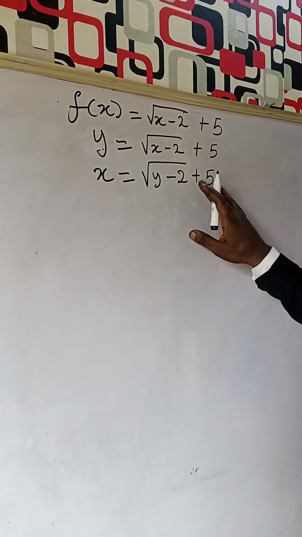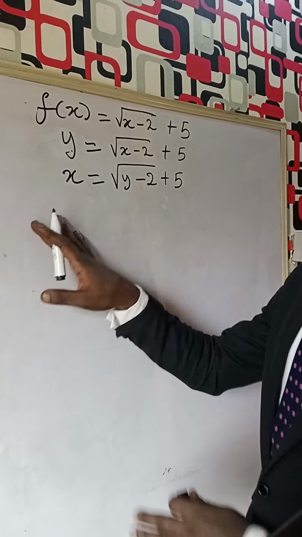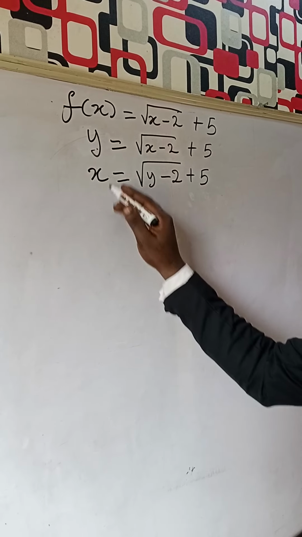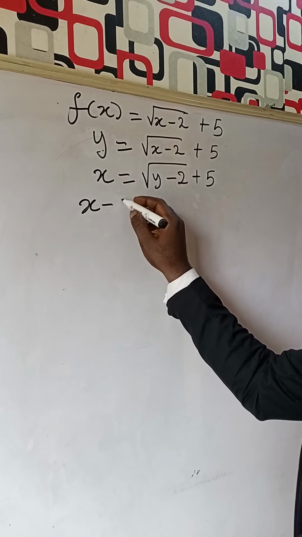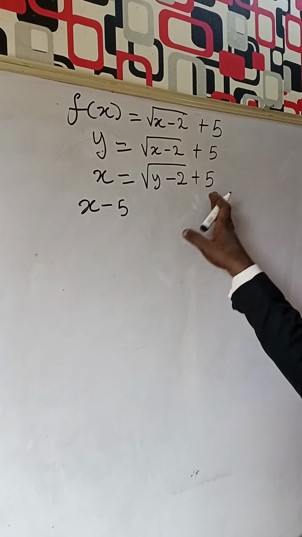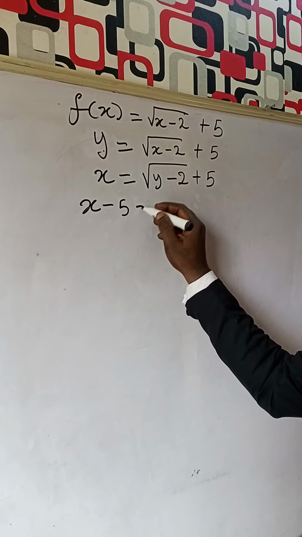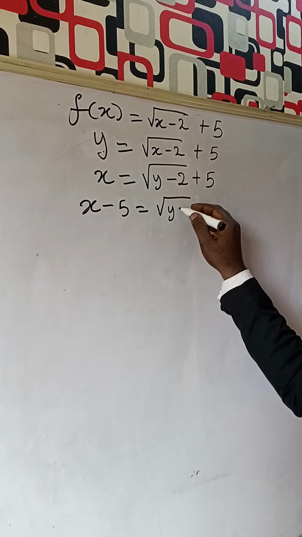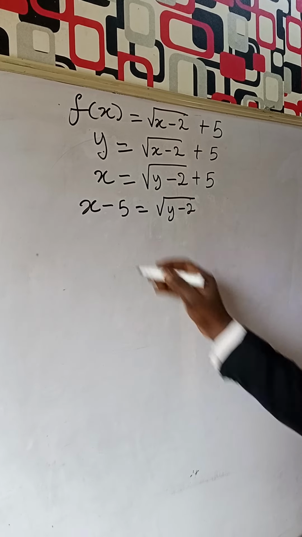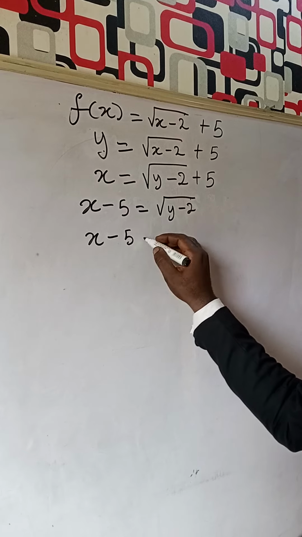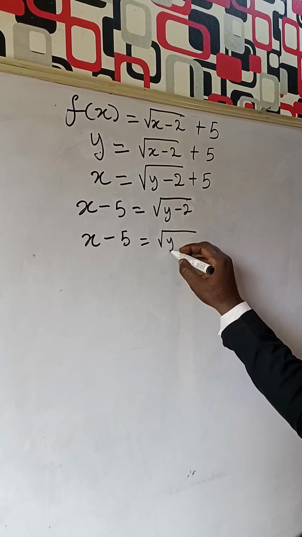Then remember, we try to eliminate the number here. I would like to subtract 5 from both sides. So we have x minus 5, of course, with plus 5 comes here, positive 5 comes here, it becomes negative 5, equals the square root of y minus 2. So what do we do now? Okay, so take a look at this. X minus 5 equals the square root of y minus 2.